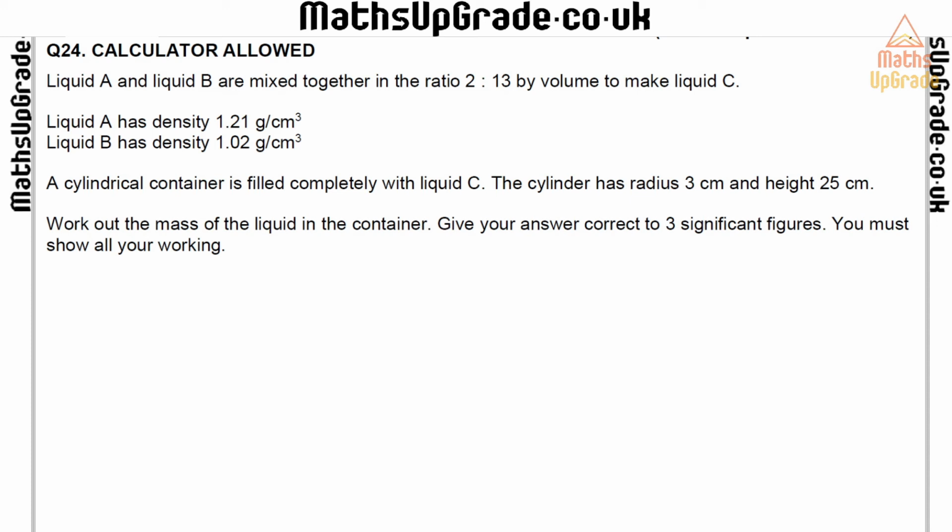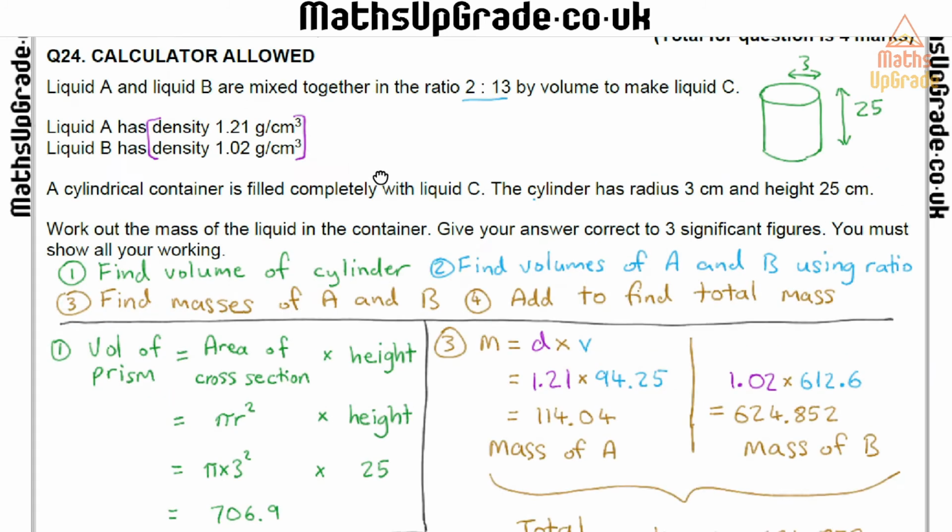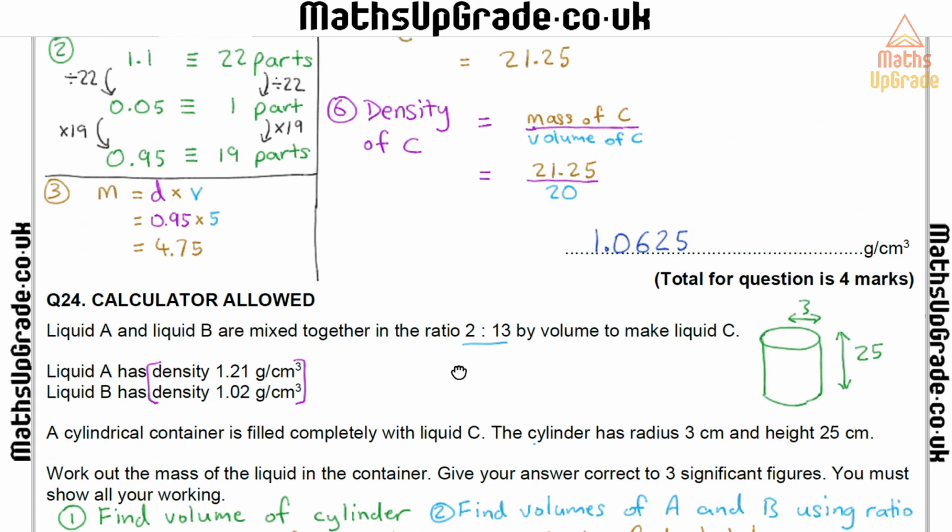So this question involves a lot of different things. It involves density, mass and volume. It involves volume of cylinders and it involves ratio. So let's work this through. First of all, let's show that cylinder there. So there's a cylinder. The radius is 3, the height is 25.